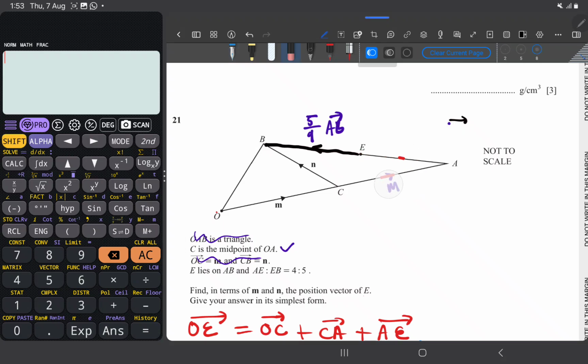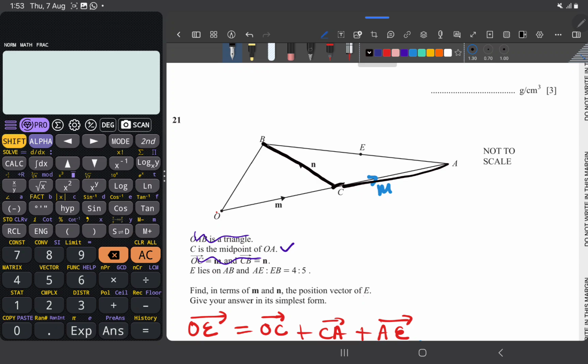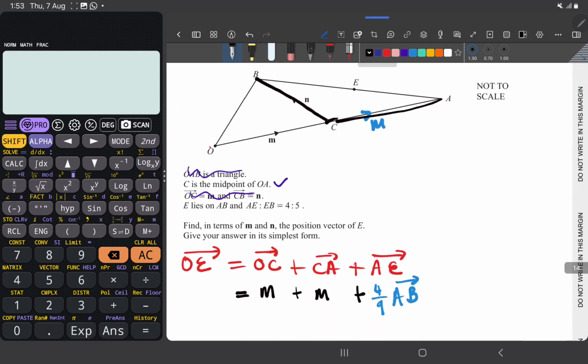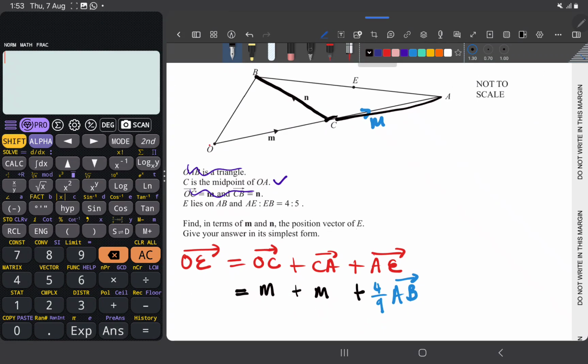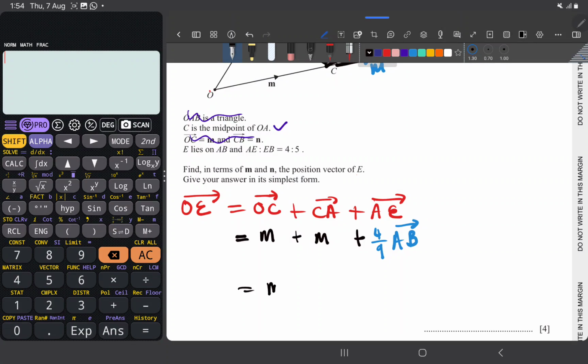Now let's say, what will AB be then? Because here, this is an m. How do I come from A to go to B? That's the question. Now remember, vectors, you won't go direct. You have to go around. So to come from A to go to B, either I'm going to do this and then plus this. This is going to be vector AB. It is AC plus CB. So this is equal to 2m, because m plus m is 2m, plus 4 over 9 of AB.